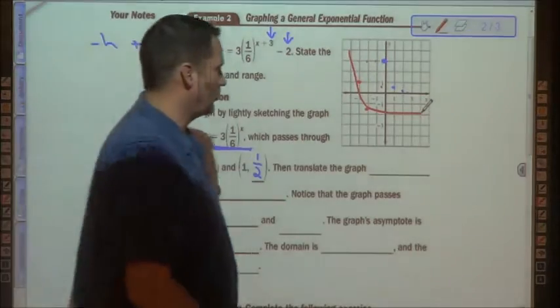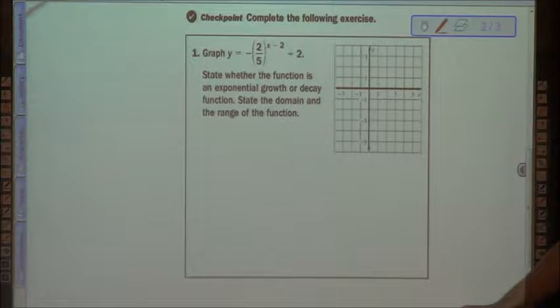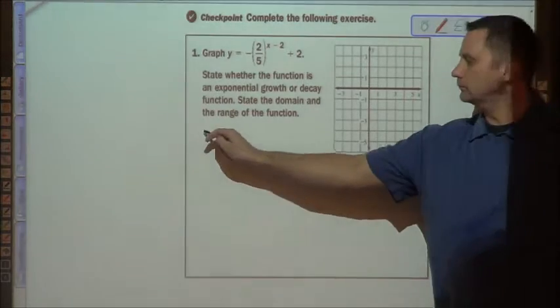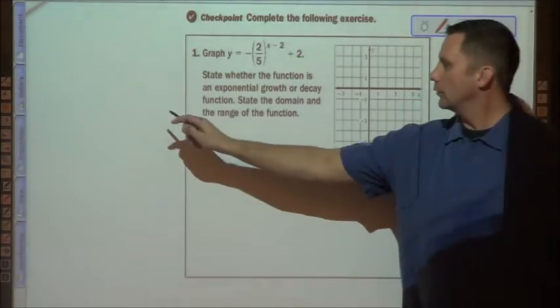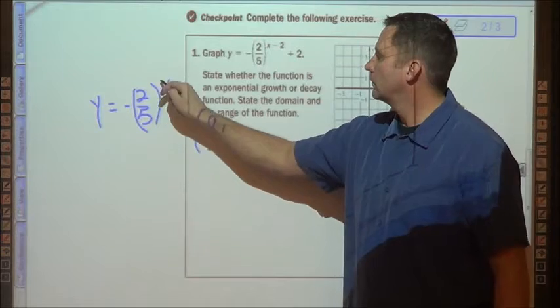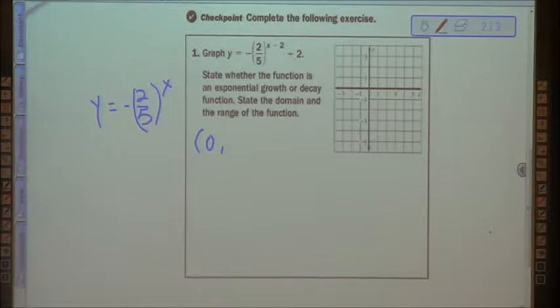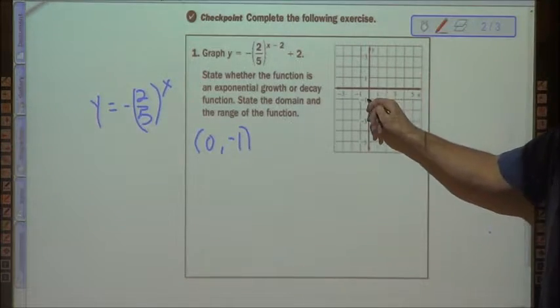All right. We have a checkpoint here. It says graph y equals -(2/5)^x minus 2 plus 2. Okay, so I'm going to go ahead and translate it. That's what the book is suggesting, so that's what I'm going to do. If x is 0, what's that going to give me? So if x is 0, -1, right? Because 2/5 to the 0 power would be 1, the opposite would be -1. Okay, so (0, -1) is here.